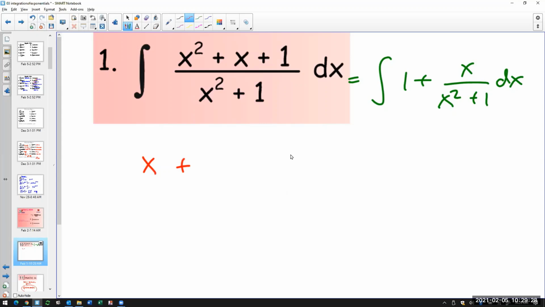Right? Is that right? What's the integral of x over x squared plus 1? What's the integral of that? What's the integral? Skylar, what are you working on?